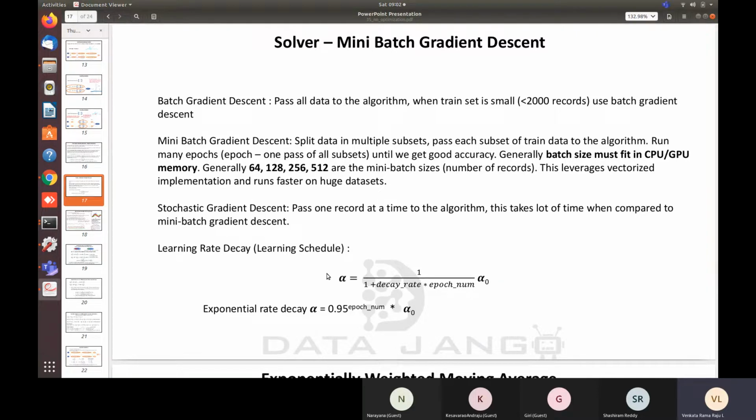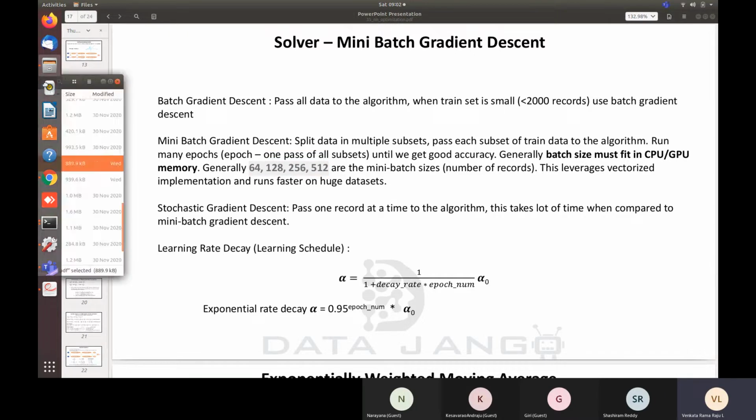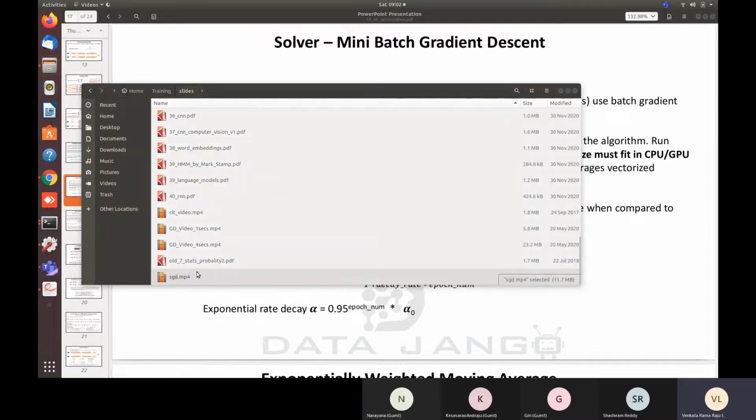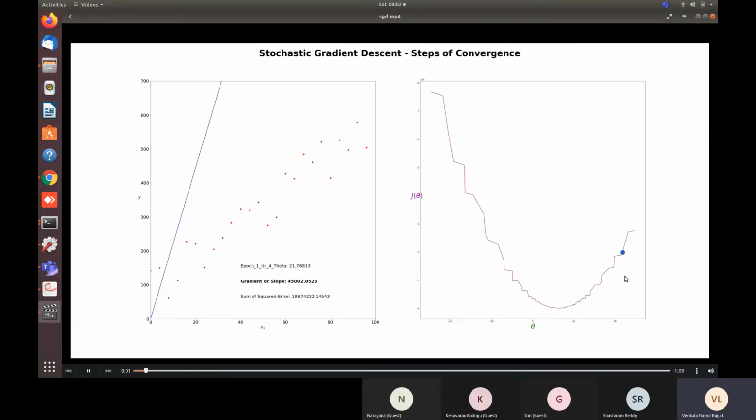What is the use of reducing alpha? When you are taking a batch size too small, the jump may be higher. I don't know whether you remember this or not. Let me show you that. When we looked into stochastic gradient descent, SGD, the dot is actually jumping back and forth. See this line? It is actually jumping back and forth.